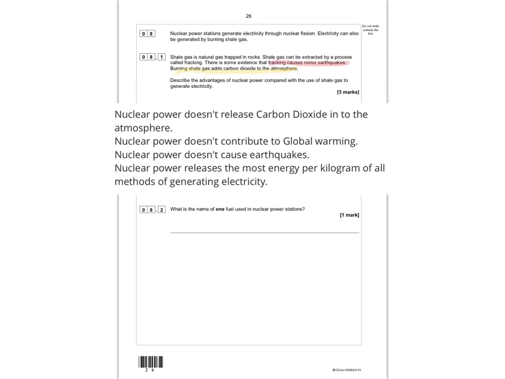So now I've uploaded these thoughts onto the page, so you can see that nuclear power doesn't release carbon dioxide into the atmosphere. That will get you 1 mark. Nuclear power doesn't contribute to global warming then, because it doesn't release carbon dioxide into the atmosphere, will get you a 2nd mark.